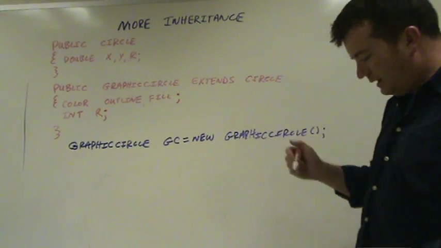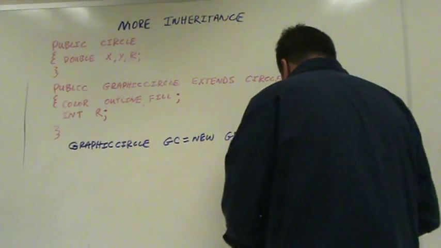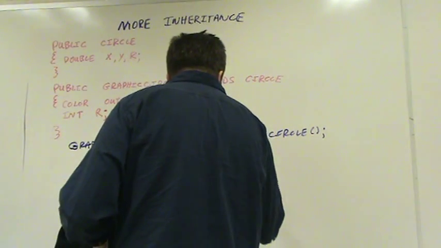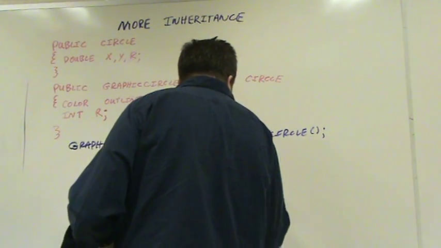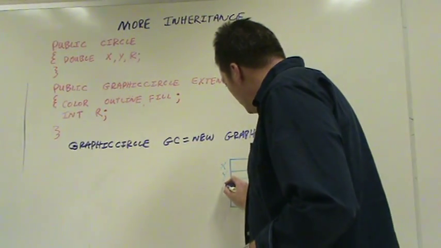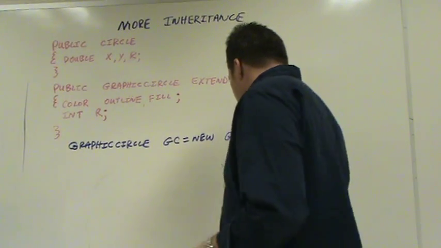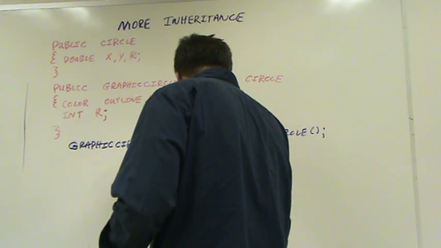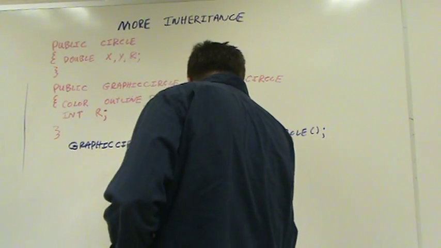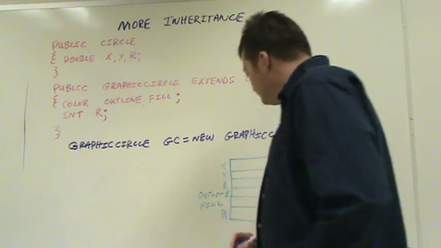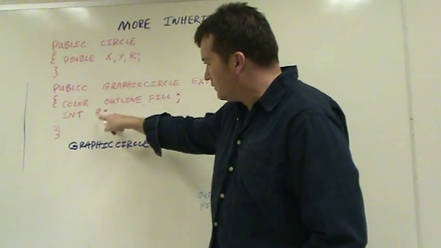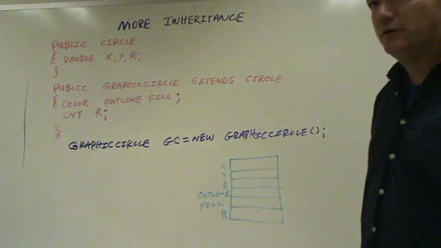Okay, so now we've created an object, GC. We created an object GC. And it turns out now this object has 6 fields to it. It has an X, a Y, a radius, an outline, a fill, and a resolution. Now it looks like if we don't supply a constructor, the resolution, since it's an integer, by default is going to be 0.